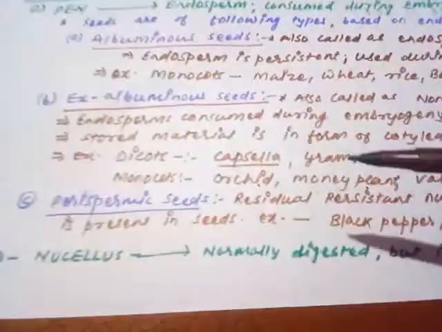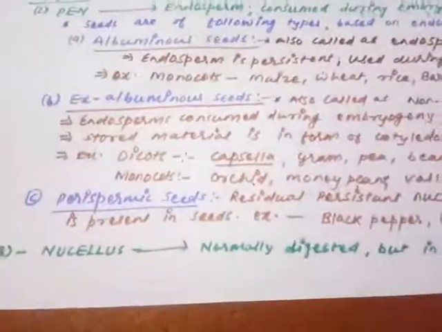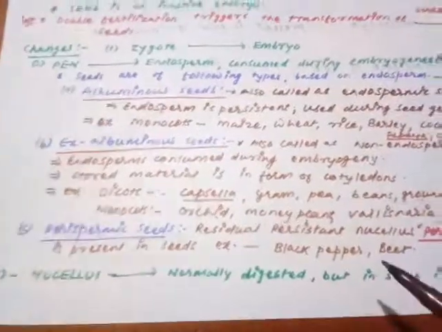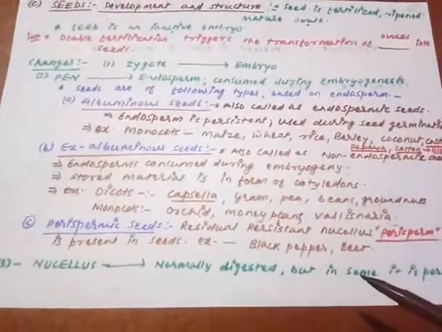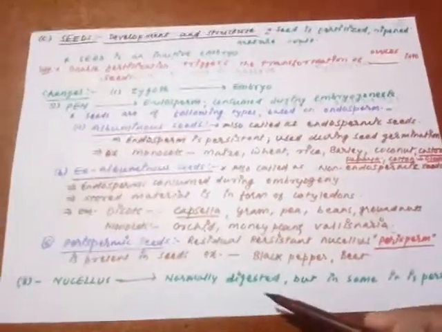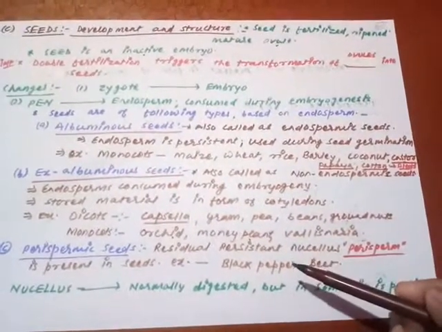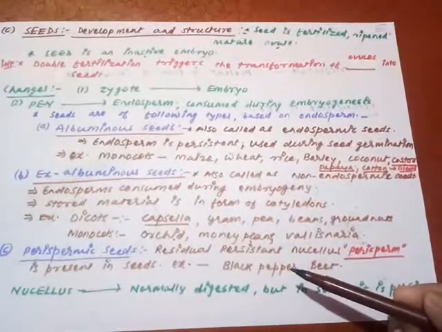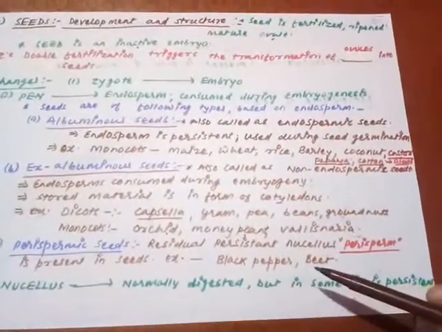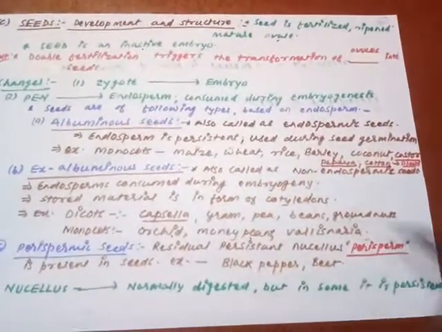The third change we have observed: the nucellus of the embryo sac, the female gametophyte, is being digested, but sometimes it is persistent. Just now we have seen this in the case of the perispermic seed. Black pepper and beet are examples of that. Is it clear to you all?